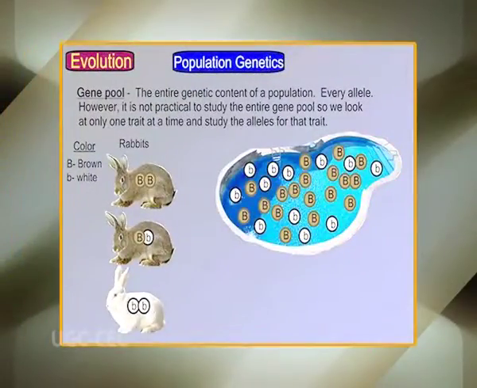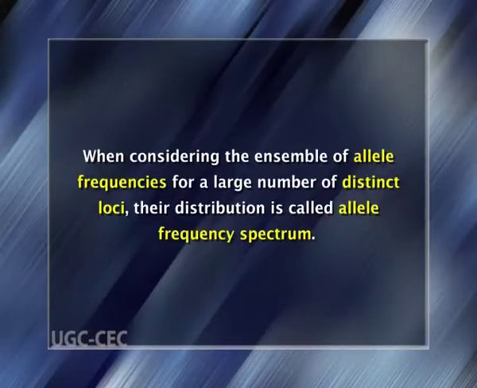The allele frequency is distinct from the genotype frequency, although they are related, and allele frequencies can be calculated from genotype frequencies. In population genetics, allele frequencies are used to describe the amount of variation at a particular locus or across multiple loci. When considering the ensemble of allele frequencies for a large number of distinct loci, their distribution is called the allele frequency spectrum.